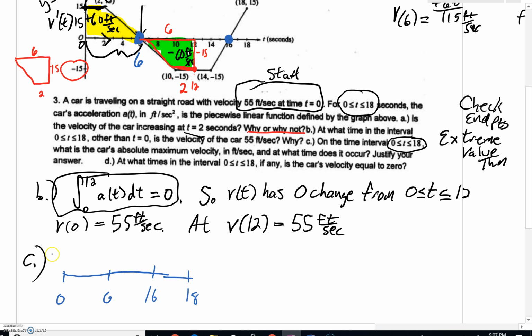And ironically, normally we wouldn't even make a number line here. But we could see that v prime, which is really a, you could see all around here, these are positive values. That means that v is going to increase. It's going to get bigger. And then from 6 to 16, look at all these accelerations right here. That's negative. That means your velocity decreases. And then finally, from 16 to 18, that's going to be positive again. It's going to increase.